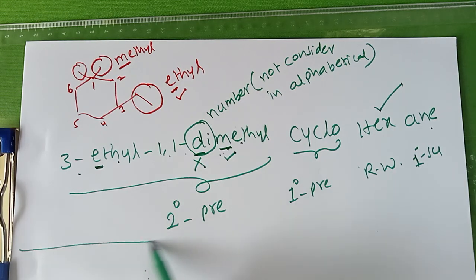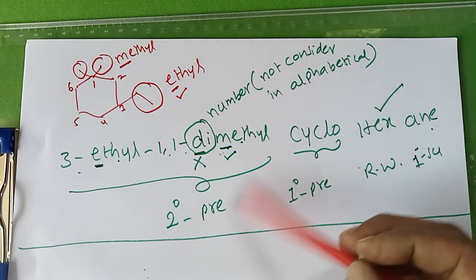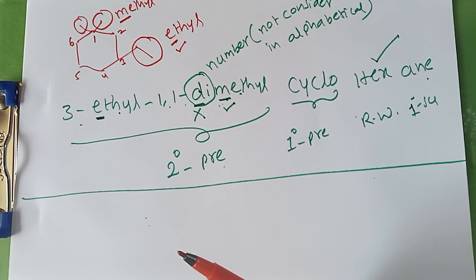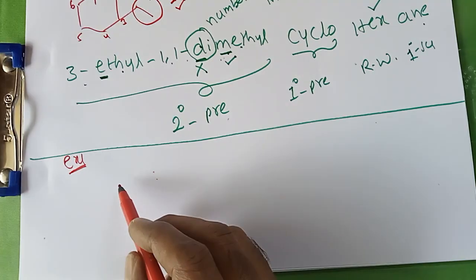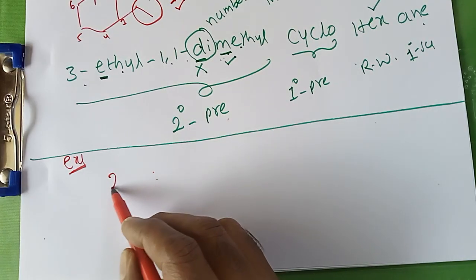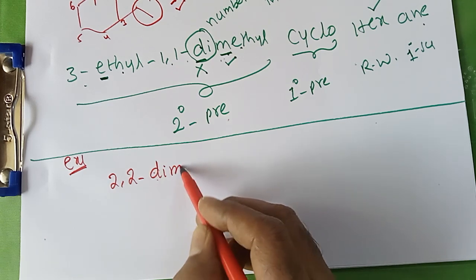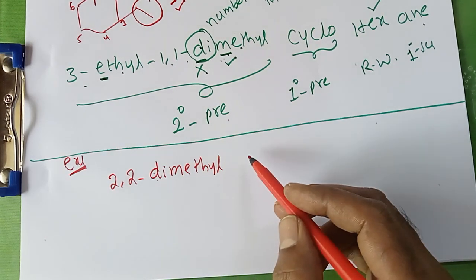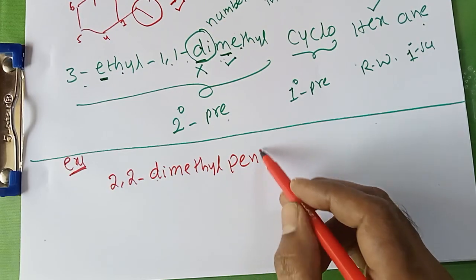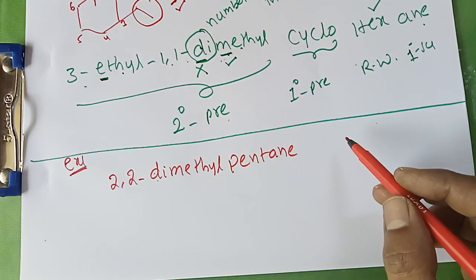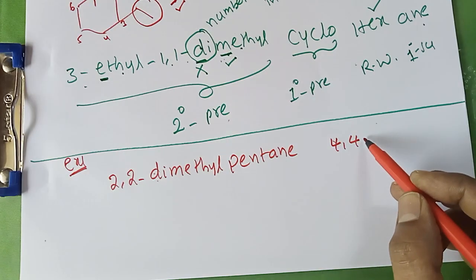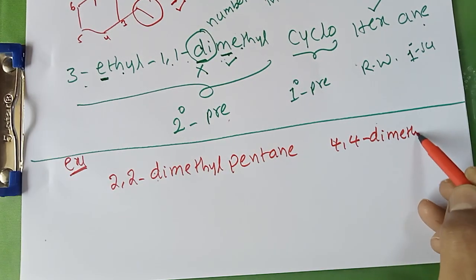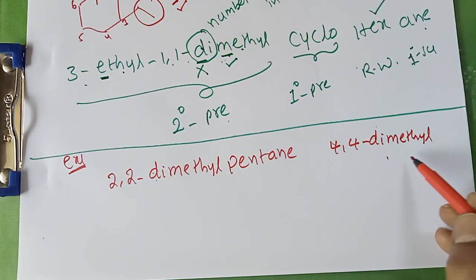Next example, from the NCERT. Pick out the correct IUPAC name. I give the two names: 2,2-dimethylpentane and 4,4-dimethylpentane. Which is right, which is wrong?